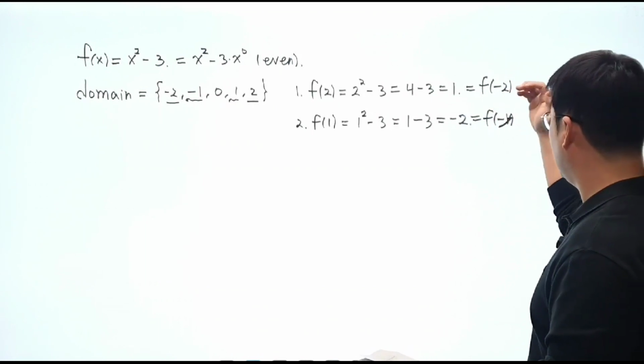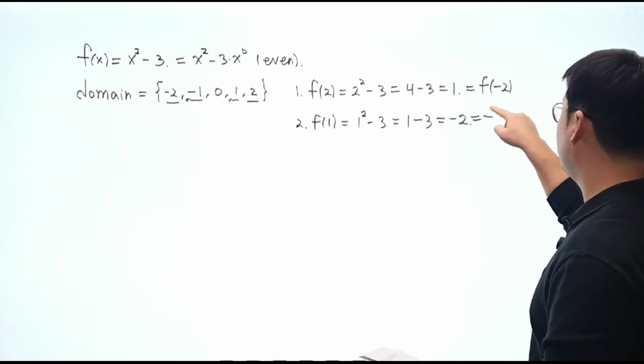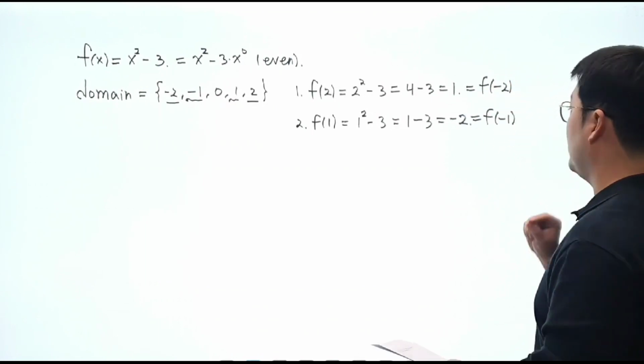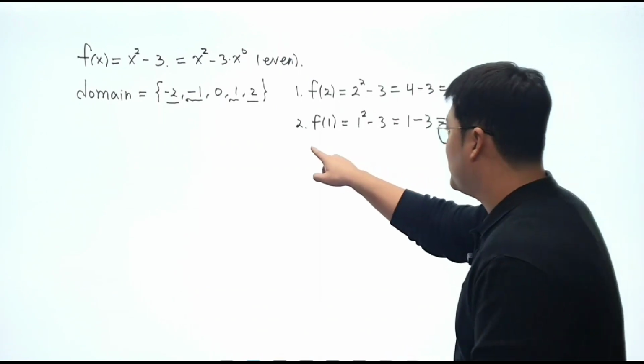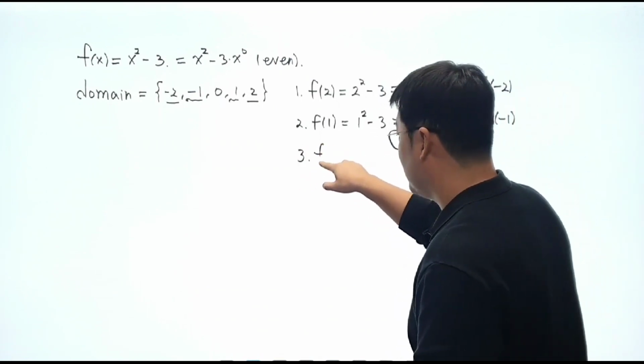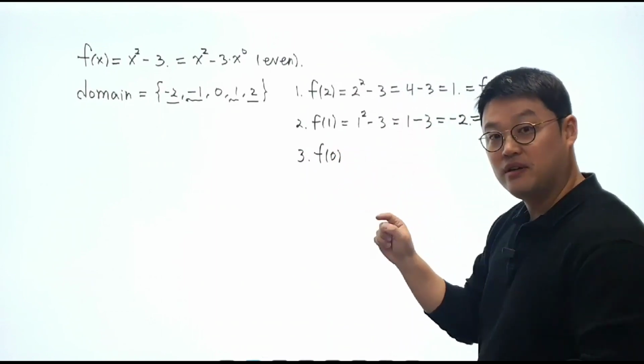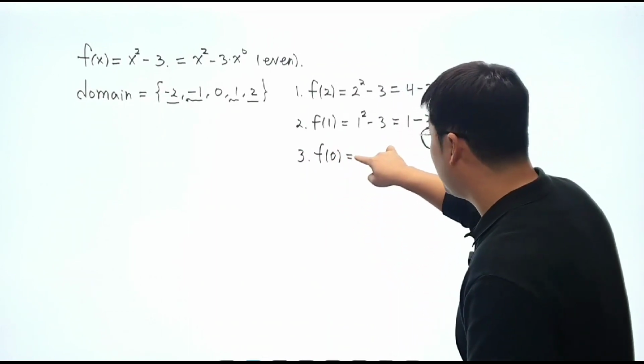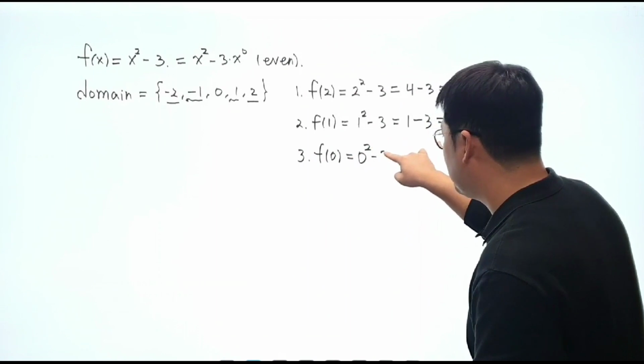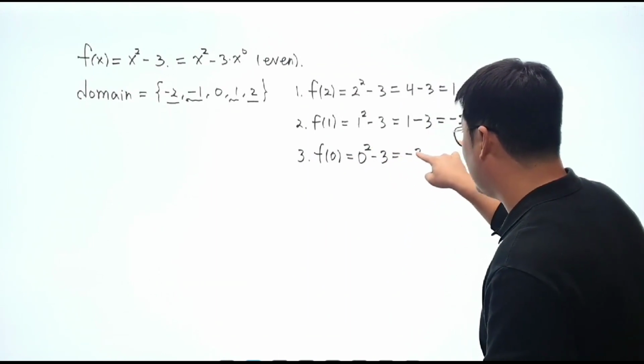Okay, so let's erase this. What about the third one? What about f of 0? Can we find f of 0? Of course we can. F of 0 will be 0 squared minus 3, and this will be -3.